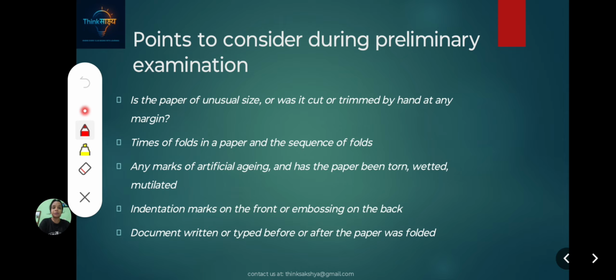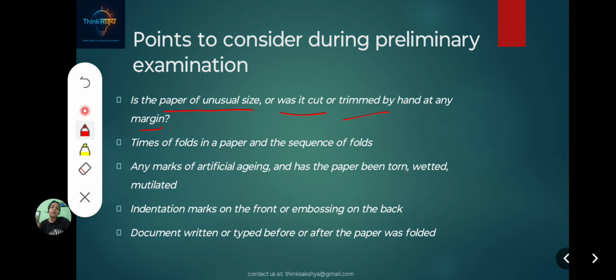Points to consider during preliminary examination. Now there are a few points that we have to look for in a paper. Let's go through them. First of all, was the paper of unusual size, was it cut or trimmed at any margin? What it is telling us is that we have to first check whether a paper is of unusual size or not. Like standard sizes we have A3, A4, A5, but is the paper of unusual size other than these, or was it cut or trimmed at any end of the paper?